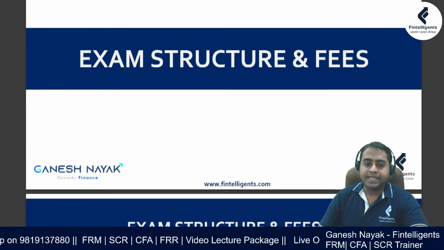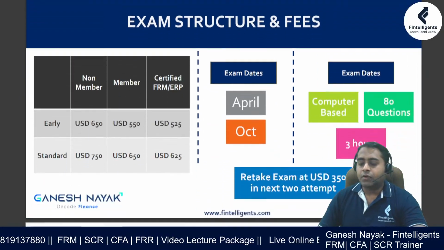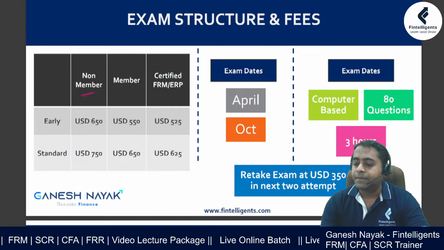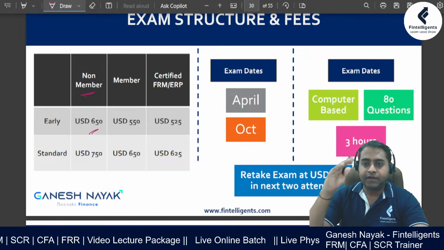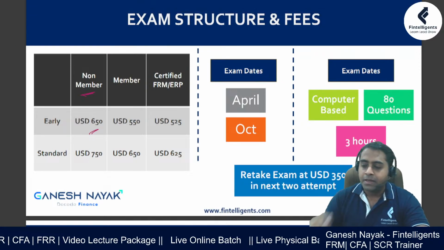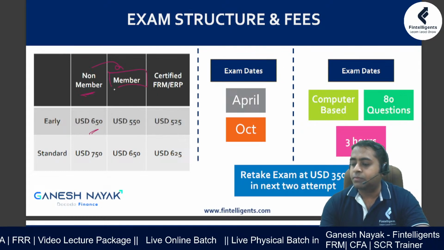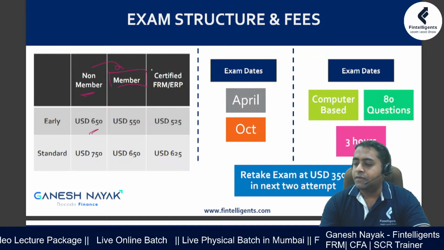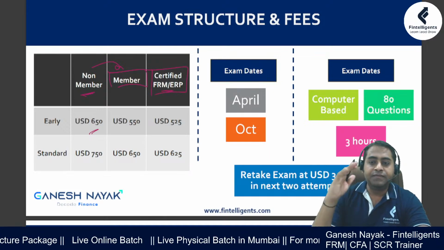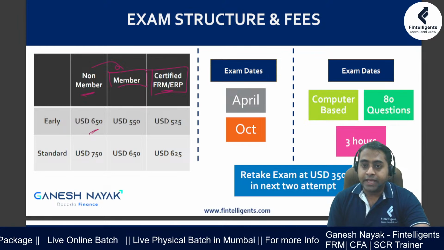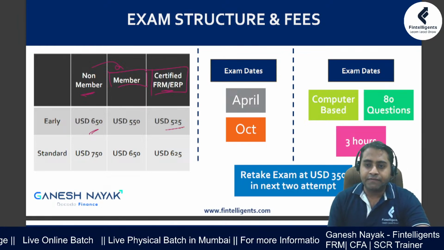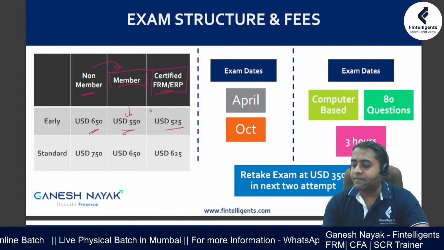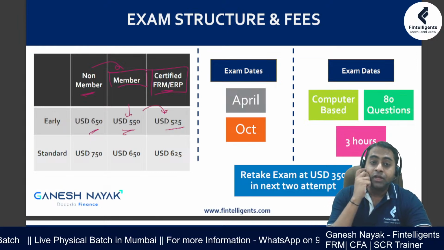What is the overall exam structure and the fees? Now in SCR, they've done a three-way bifurcation. If you're a non-member, you pay very high, which is $650. They've done a bifurcation for early bird and standard, but for membership you have to pay a fee, an annual fee of around $200. If you're a certified ERP or an FRM, then the fee is very low for you. When I gave the exam, the fee was $500, $525 for me, so it was very easy. If you're only a member, it's going to be $550, but if you're a charter holder, then you get a reduction.